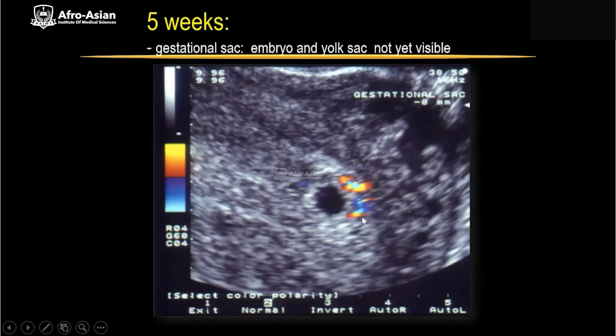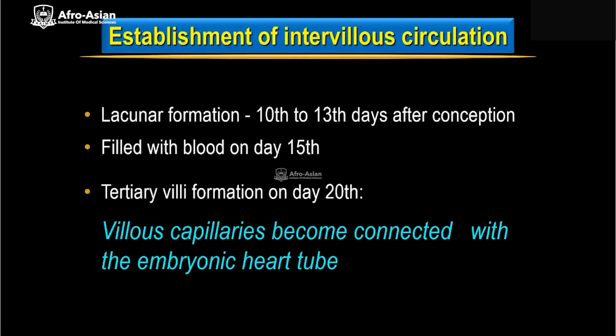So once the gestational sac is visible and we put the colors, this will be the flow. We can get more flow, but this is the minimum flow which we get. Lacunar formation is there at 10 to 13 days after conception. When we discuss the establishment of intervillous circulation, it is very important to know that the lacunar formation will be at the 10th to 13th day after conception, very early, filled with blood on day 15.